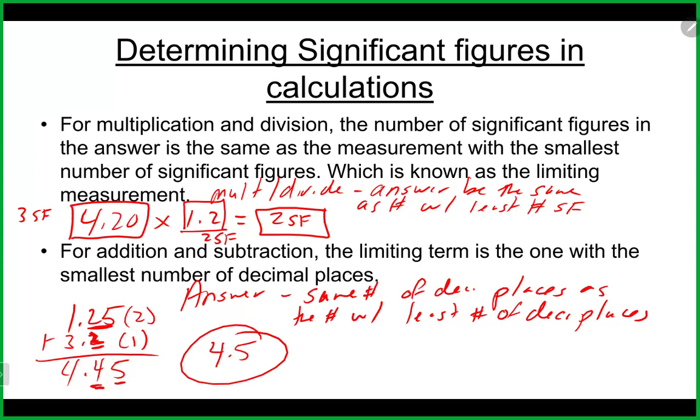That's 2. And that's really important to keep in mind because if I then took that number and was going to use it to multiply or divide, I need to look again at significant figures, not decimal places. So you want to keep that straight in your head so that you know what's going on. Any questions on that?